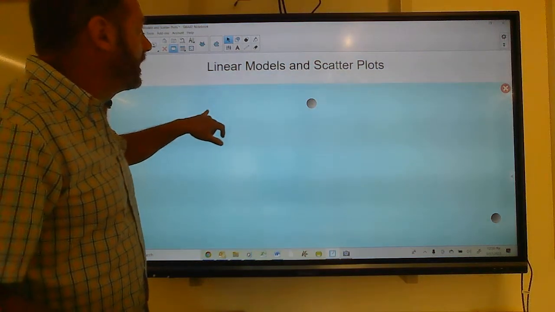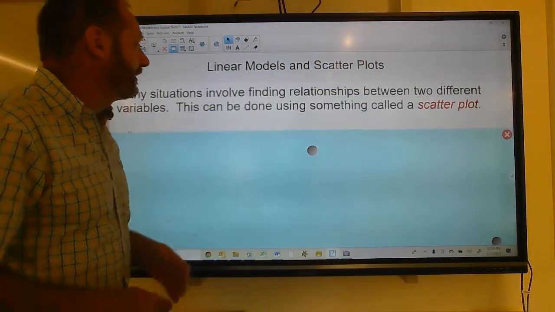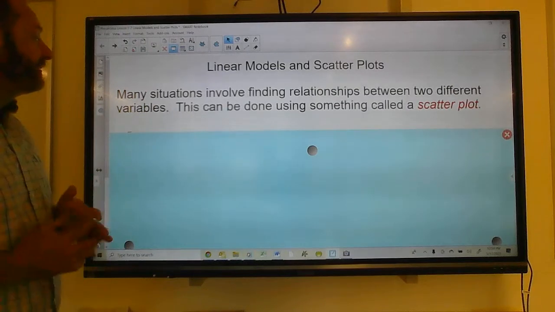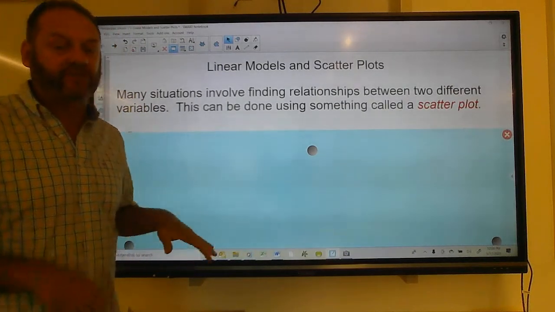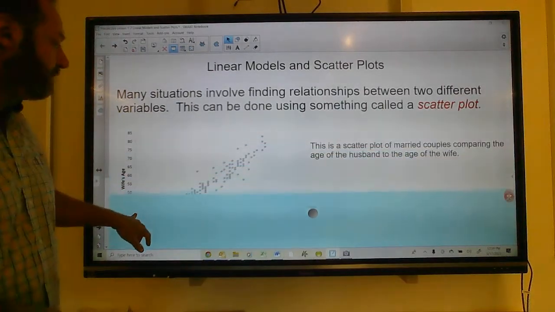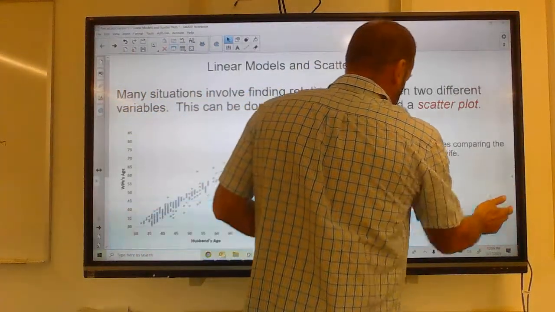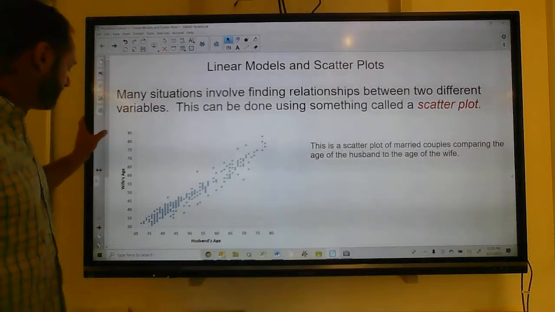Okay, so first of all, let's talk about what a scatter plot is. Many situations involve finding relationships between two different variables. This can be done using something called a scatter plot, and this is what a scatter plot looks like. Okay, it's just some data on a graph.